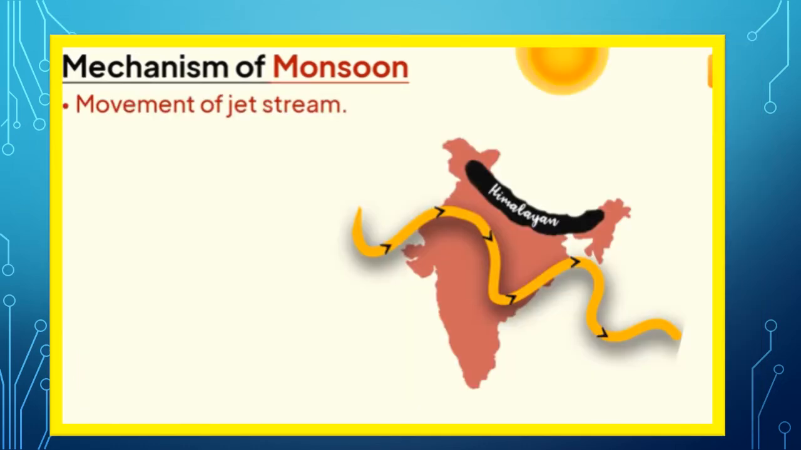Now the next mechanism is the movement of the jet stream. With the shifting of the ITCZ, the jet streams also move. In winter, the jet stream is towards the south of the Himalayas, and in summers this shifts to the north of the Himalayas.